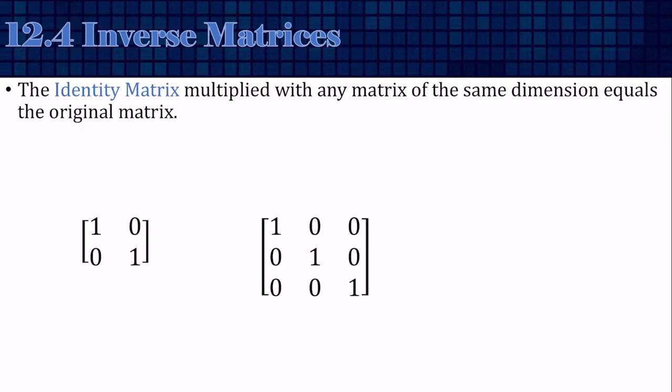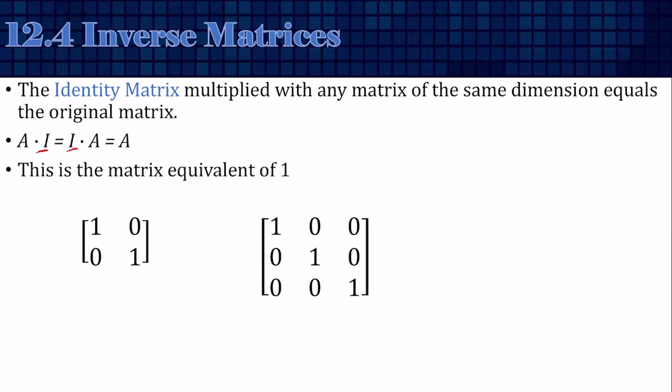The identity matrix multiplied with any other matrix of the same dimension equals the original matrix. So the identity matrix is just multiplying, that doesn't do anything. So matrix A times the identity, or the identity times matrix A, equals just matrix A. So like multiplying by 1. So it's the matrix equivalent of 1. And here are two examples.